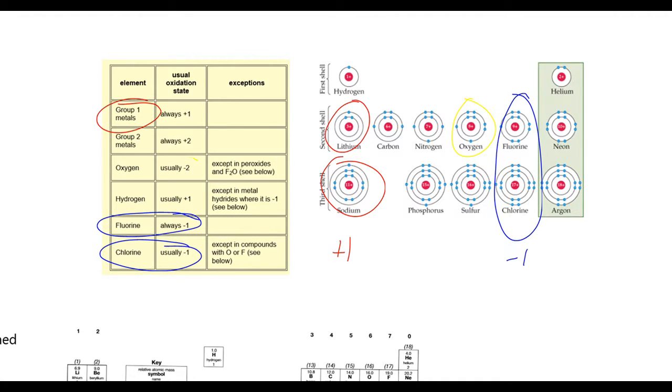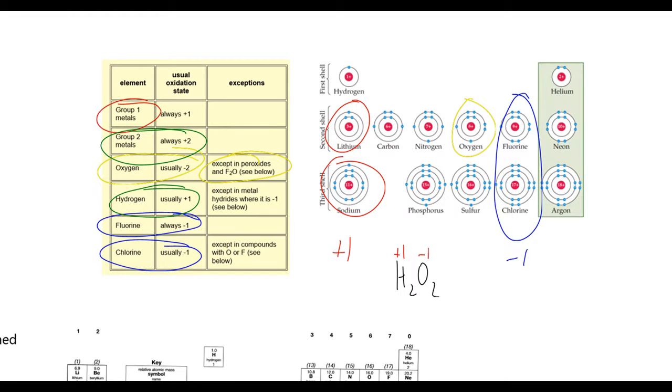Oxygen is usually -2, except when it's bonded to fluorine or when it's bonded in hydrogen peroxide, which is H2O2. When it's in a peroxide, oxygen is -1, and that means that the hydrogen is +1. Group 2 metals are always +2.